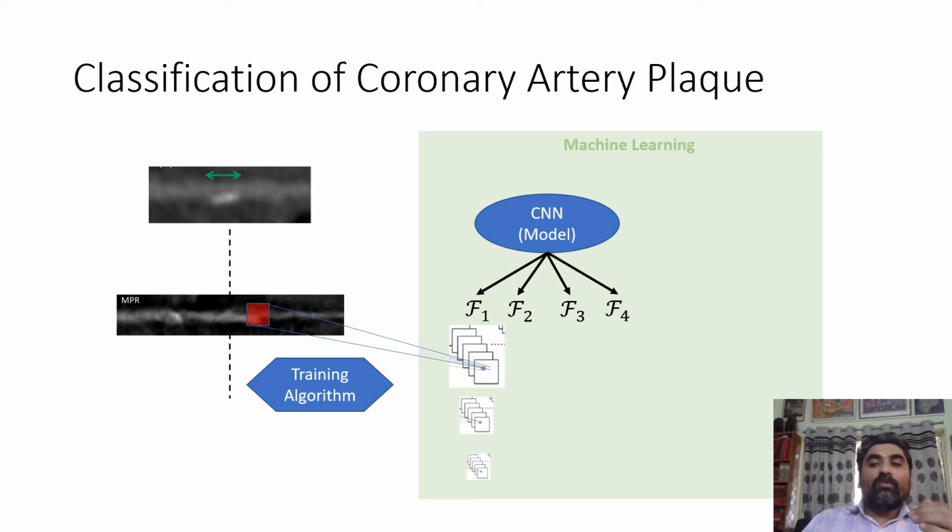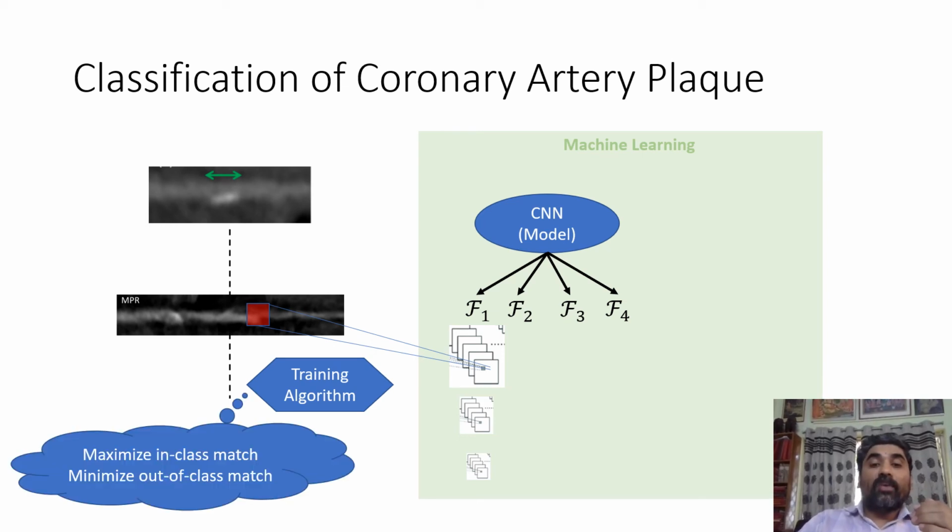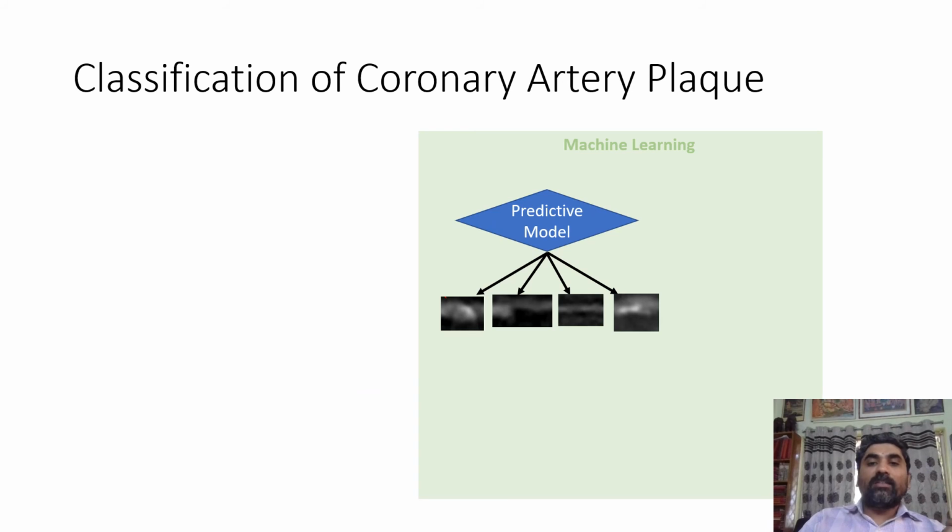And finally, the goal of the training algorithm would be to find, in each class, the candidate signatures that have the maximum in-class match and minimum out-of-class match. Basically, try to find signatures that are unique to a particular class. This is actually the predictive model in this case. So for each of these classes, this is just an illustration to show the actual signatures that are inferred to be unique as per the given training data.